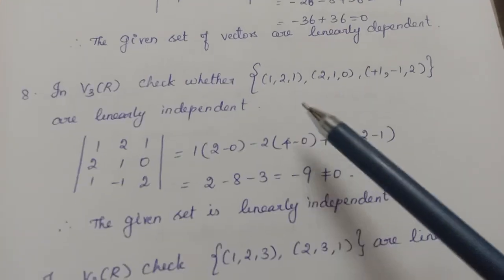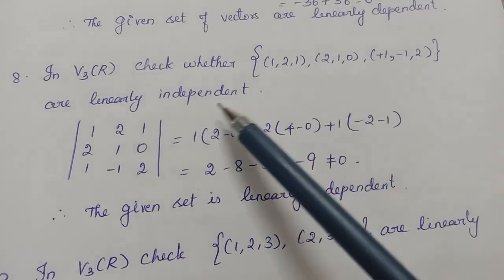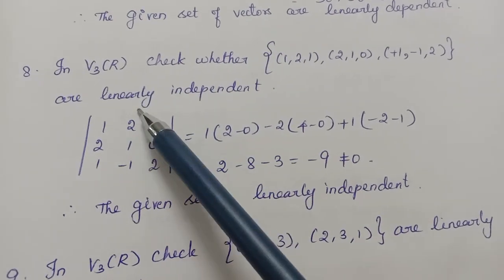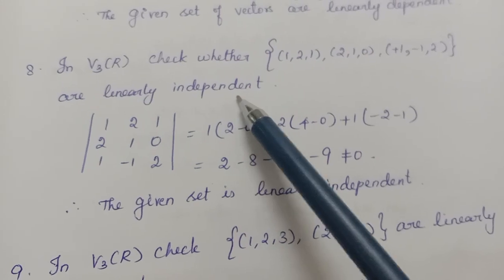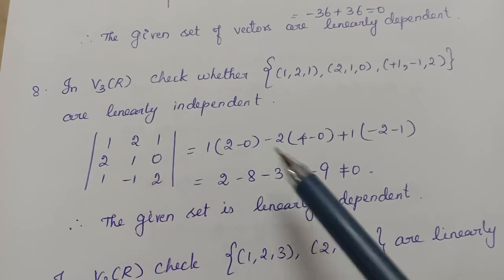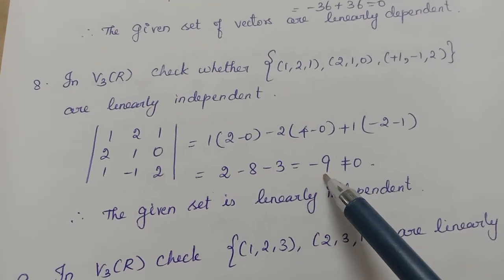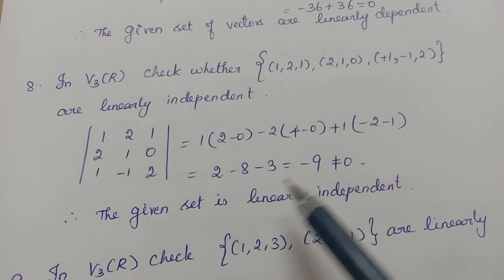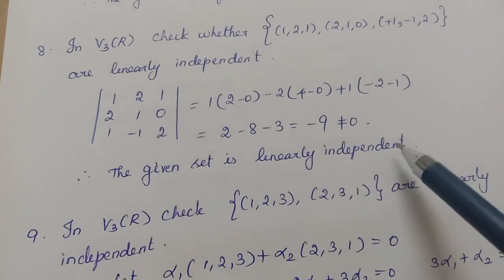Okay, next one more set of vectors I have taken. In V3 of R, I have to check whether it is linearly independent or not. Find out the determinant. Here I am getting the determinant value equal to minus 9. It is not equal to 0. Therefore, the set is linearly independent.